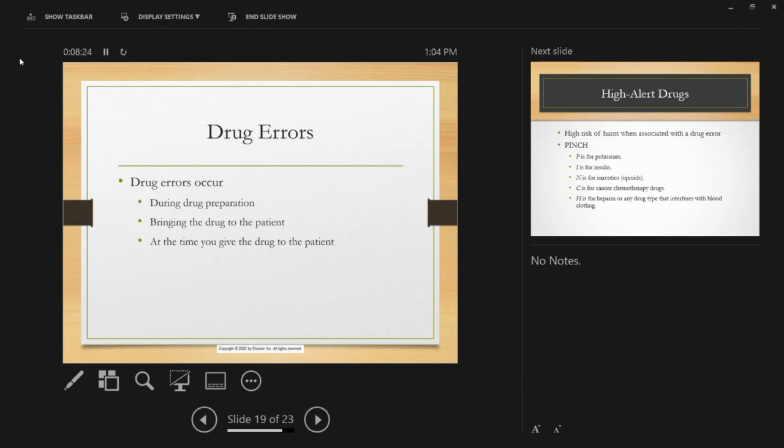Organizations will pay a financial price for all drug errors that occur. Drug errors can occur at any of the 3 points in the drug administration process: during the drug preparation, bringing the drug to the patient, and giving the drug to the patient.